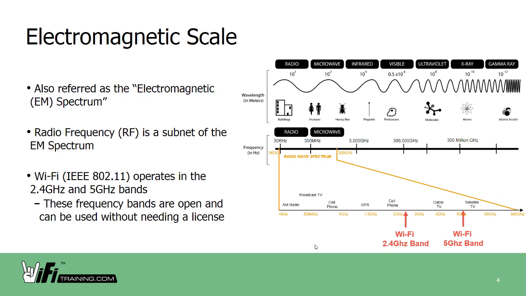Some examples of other wireless technologies interfering with Wi-Fi on these bands, especially on the 2.4 GHz band, would be Bluetooth, older DECT phone technologies, microwave ovens, and some wireless security cameras, just to name a few.